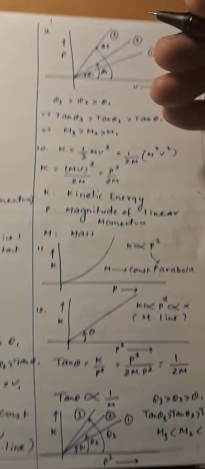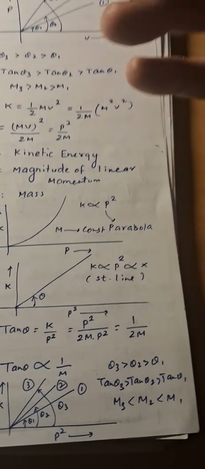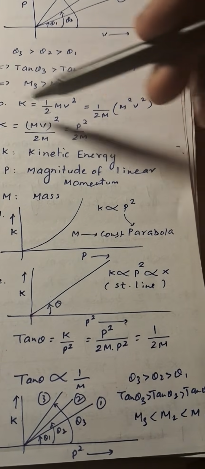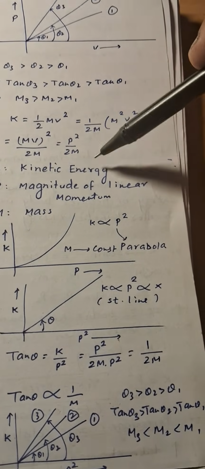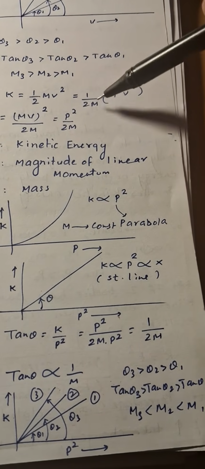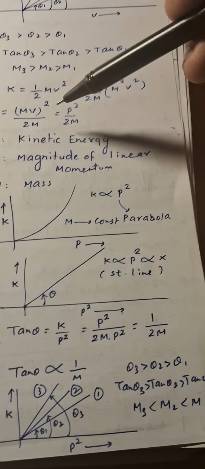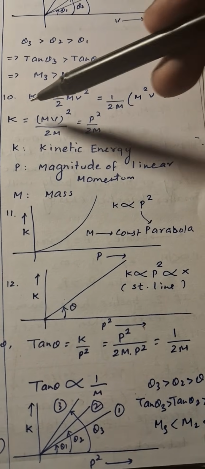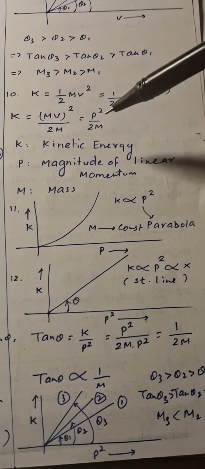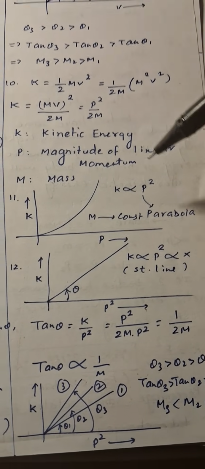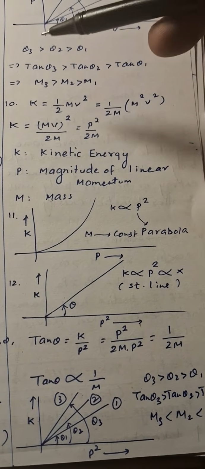Now let's expand our thinking to another dimension. Let's try to relate kinetic energy and momentum. We know that the kinetic energy of a body is half mv square. What we do is multiply and divide by m. So here we have m square v square by 2m. Then we take the whole square as common, so it reduces to (mv) whole square by 2m. mv here is p, so we have the expression k equals p square by 2m, where k is the kinetic energy, p is the magnitude of linear momentum and m is the mass. So this is the relation between the kinetic energy, the momentum and the mass of the body.